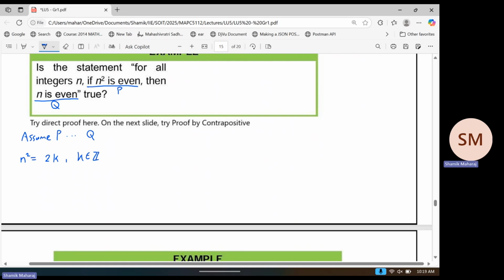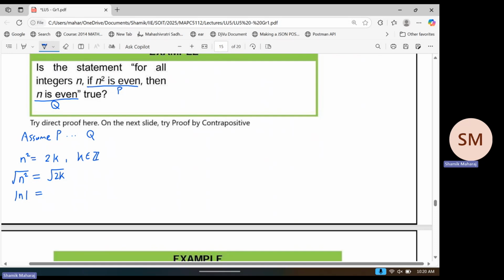Now, how can I then get to show that n is even? I would think to take the square root of both sides, right? So we get to n. Let's try that. Square root of n squared on this side, square root of 2k on this side. And again, we're already being a bit loose with the rules here because I technically have to write this as absolute value of n. So that's already a bit of trouble, already not so nice.